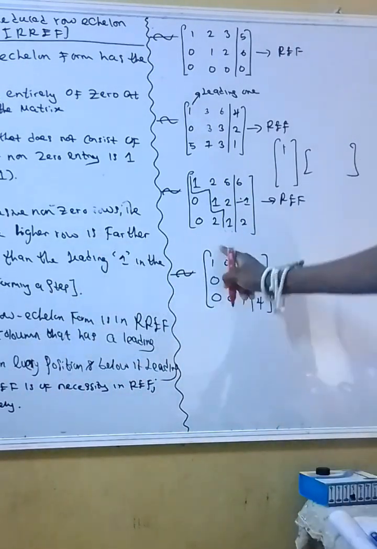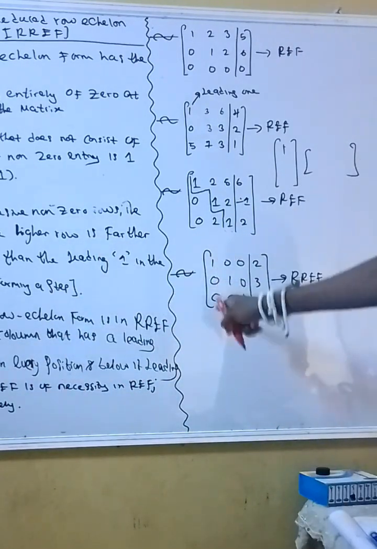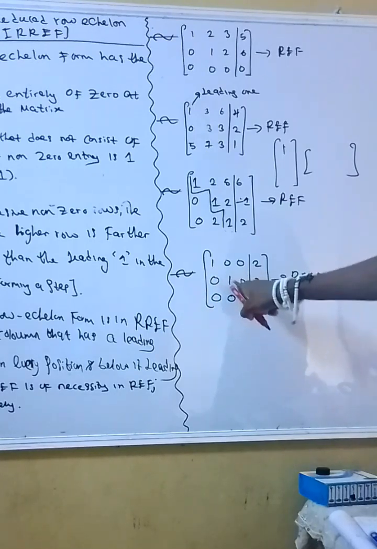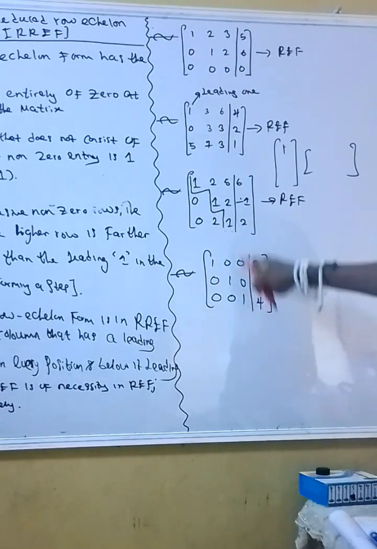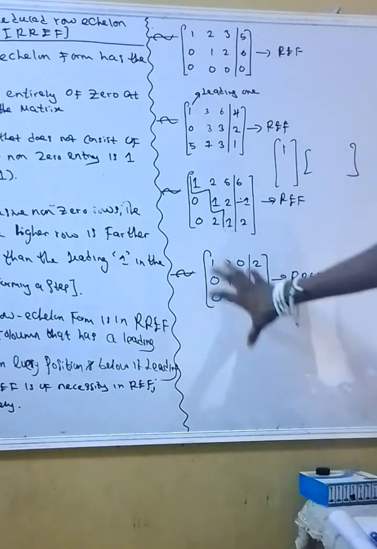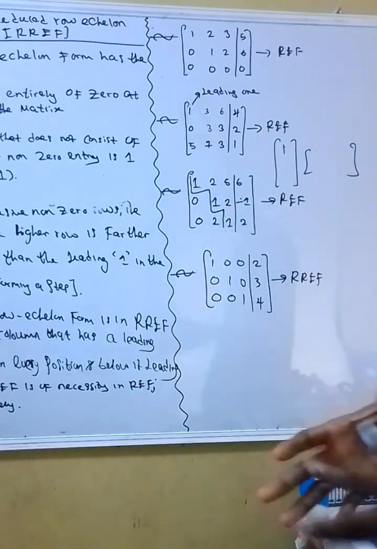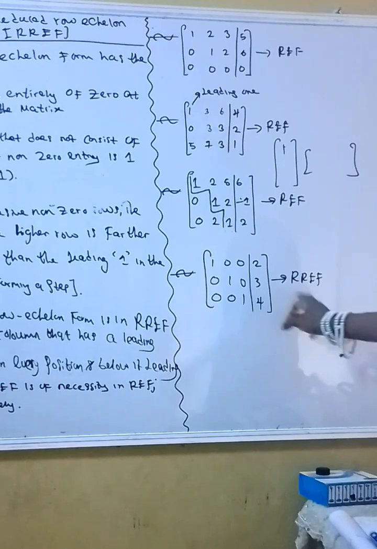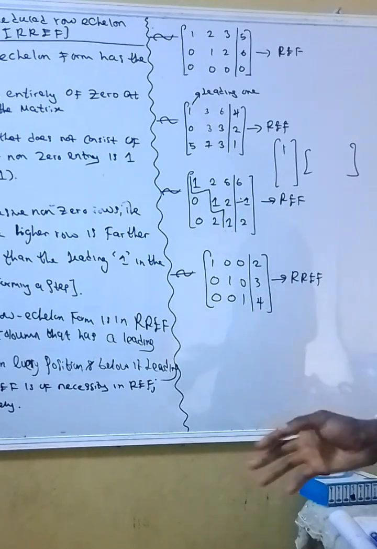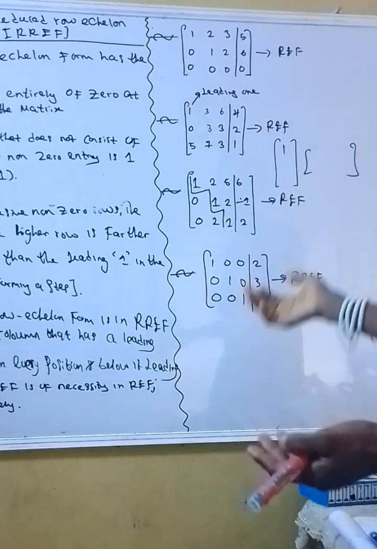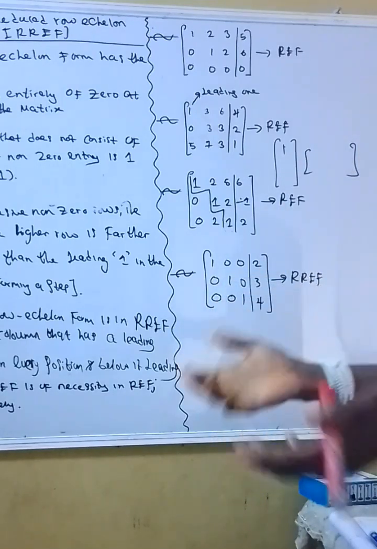Now look at the first column. It has a leading one, the rest is 0. Look at the second column. It has a leading one, the rest is 0. Look at the third column. It has a leading one, the rest is 0. In this kind of position, this is a reduced row echelon form. So hope you understand what row echelon form and reduced row echelon form are trying to talk about.